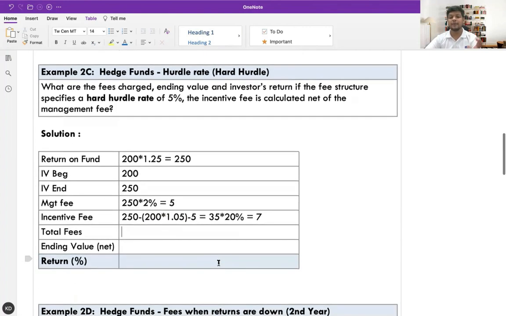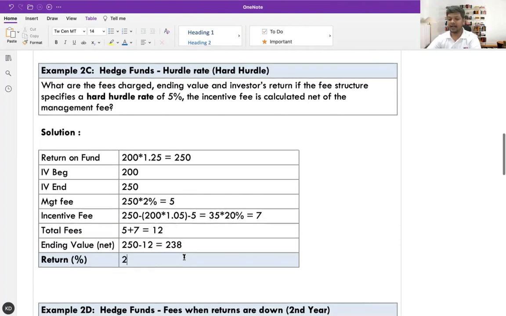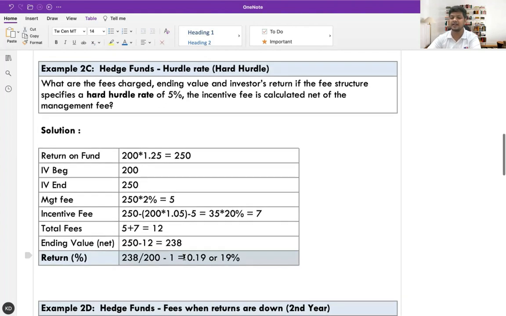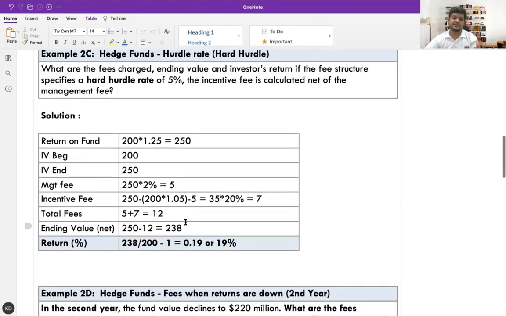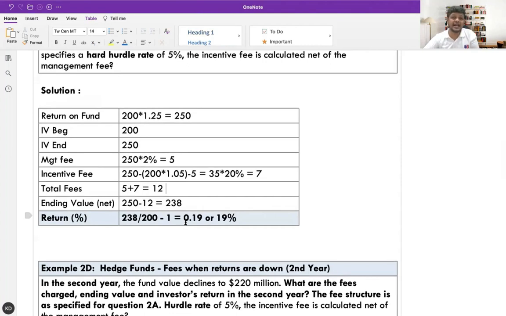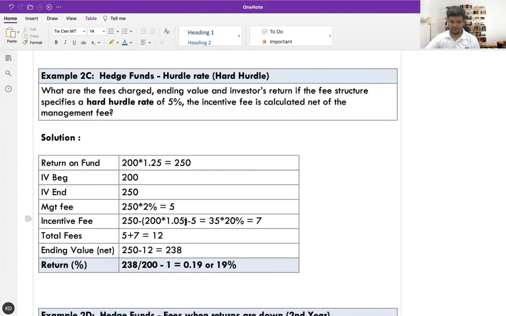Yes. So now my total fees will be 5 plus 7. It is going to be 12. So my ending value will be 250 minus 12. That is going to be 238. And 238 divided by 200 minus 1 will give me 19%. Just check if that's correct. Yes. Everyone, so here now it's a hard hurdle and net of management fees. The stricter it becomes, the lower the returns you will get. Correct? Everyone? Yes.